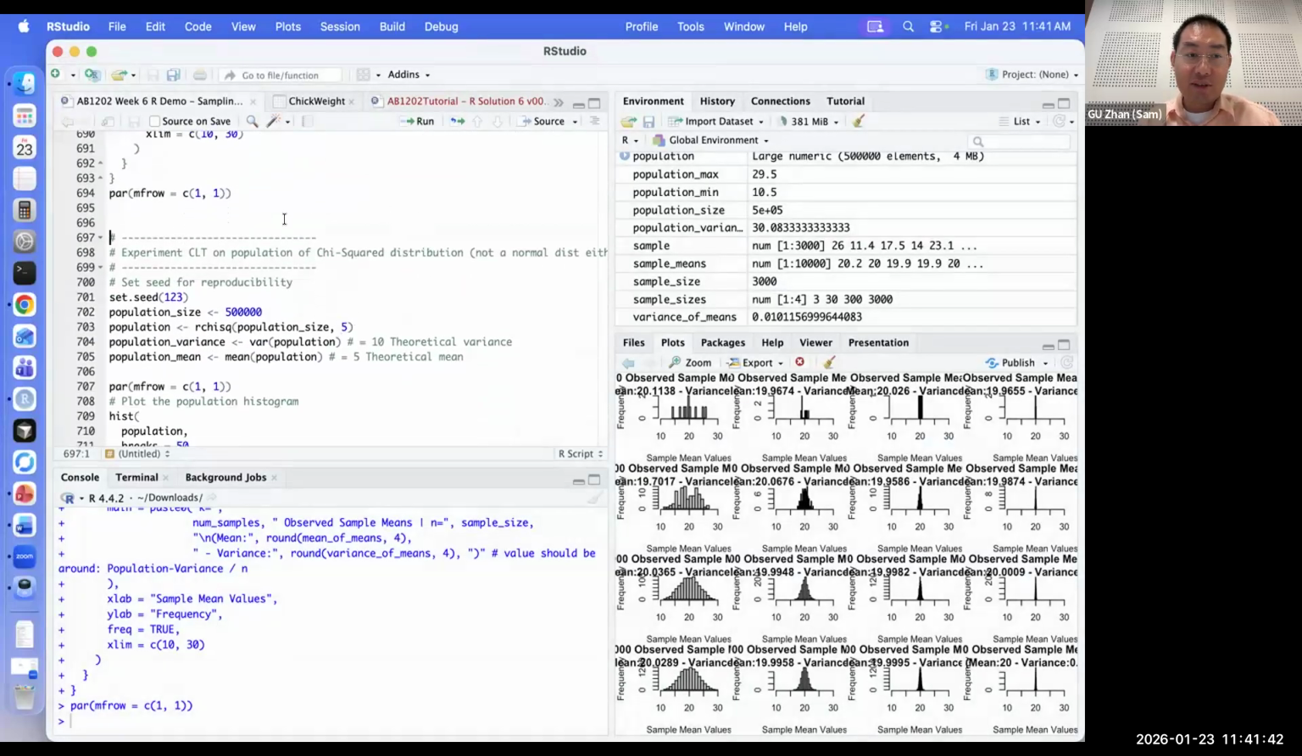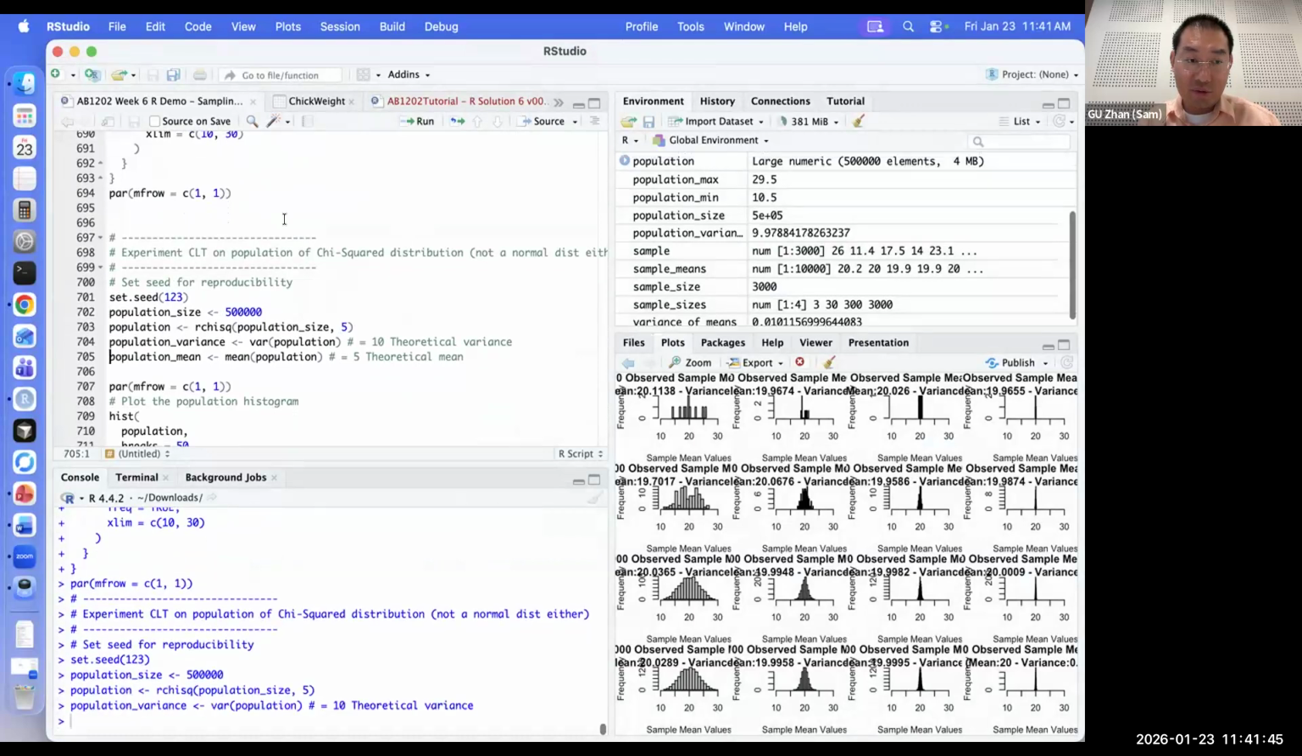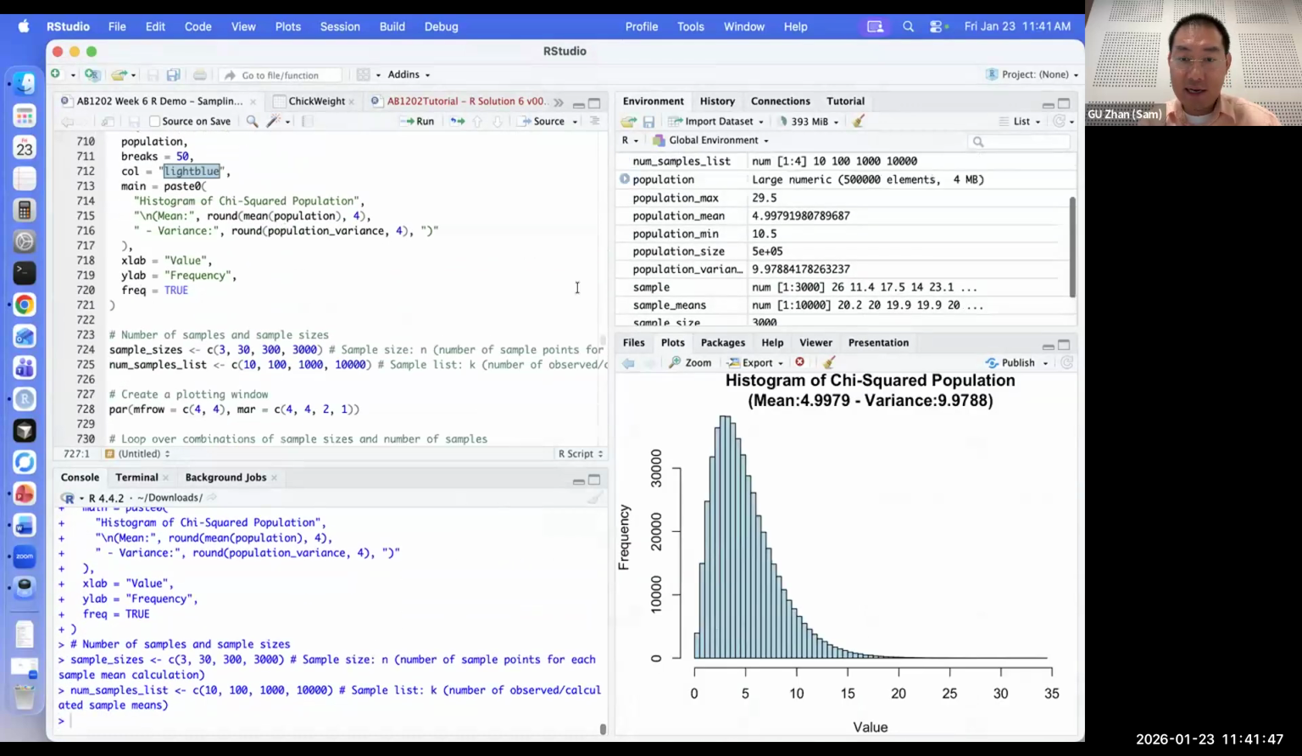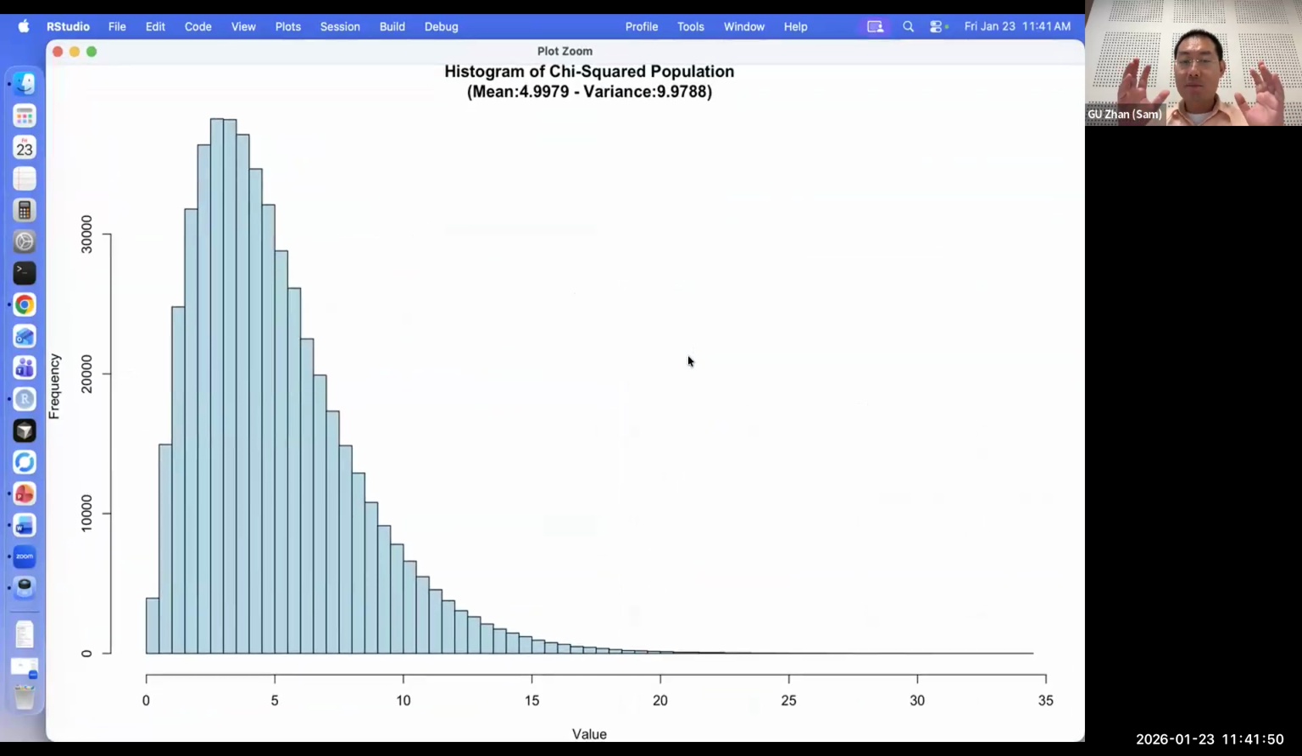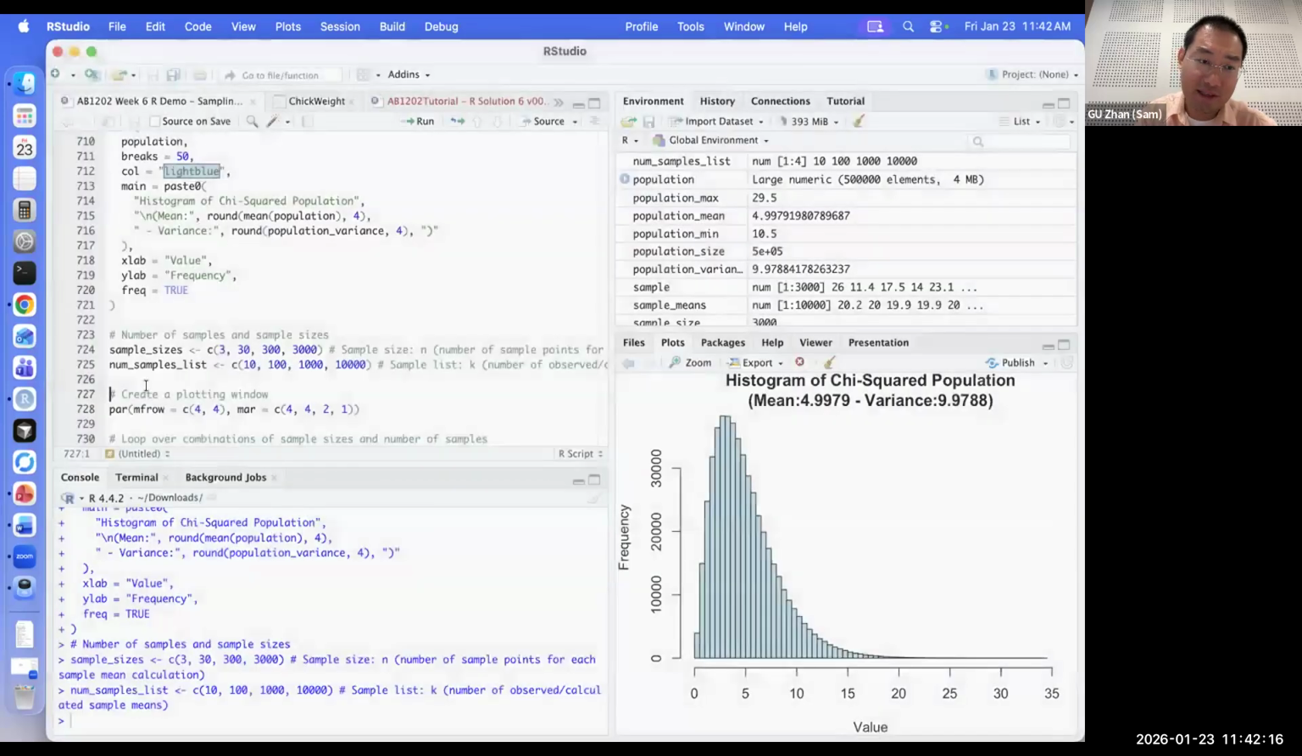Next, I show you a different population distribution. Don't worry, this is called a chi-squared distribution. What I'm trying to show you is that this distribution is obviously not symmetric. It is obviously not a normal distribution, and earlier the uniform distribution is also not a normal distribution. It has a right skew shape. The mean is about 5 and the variance is 10 for this population. Then we repeat the same thing.